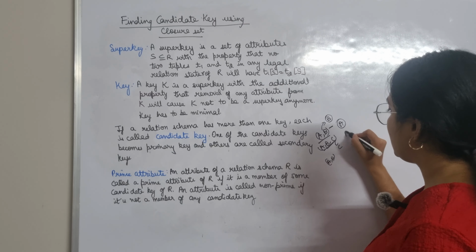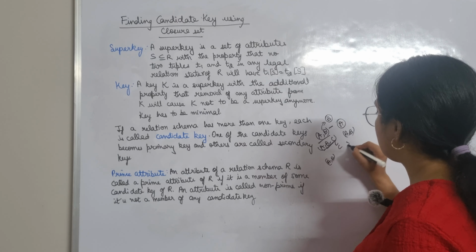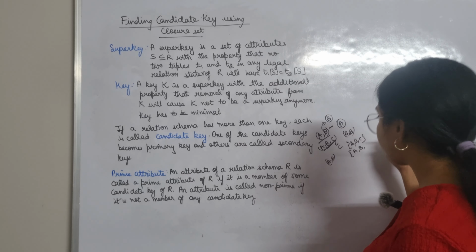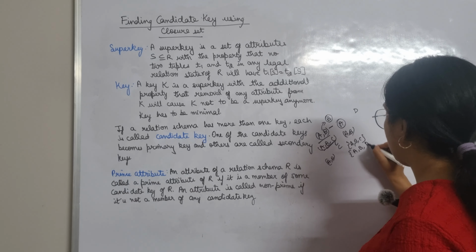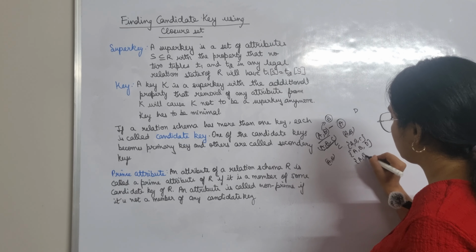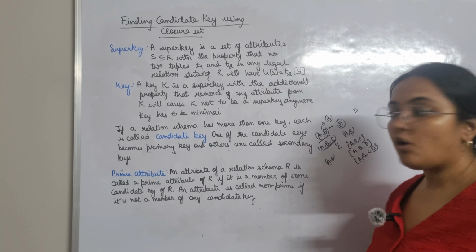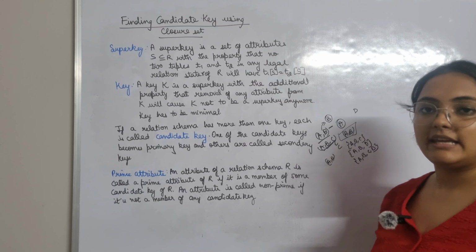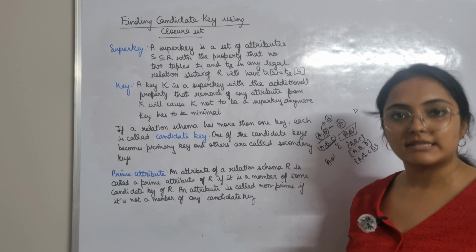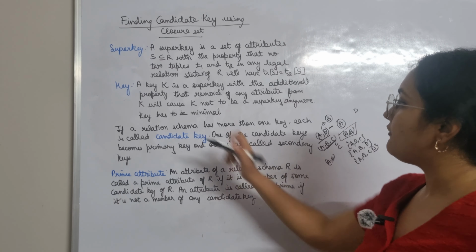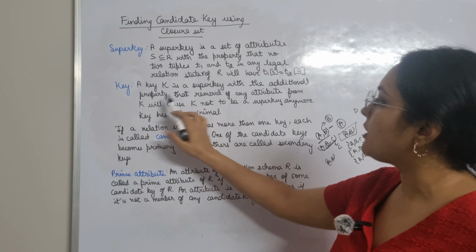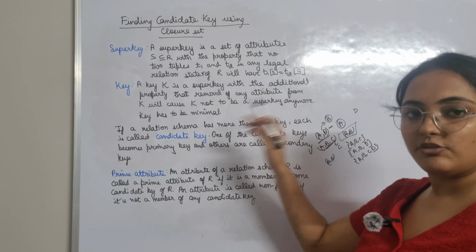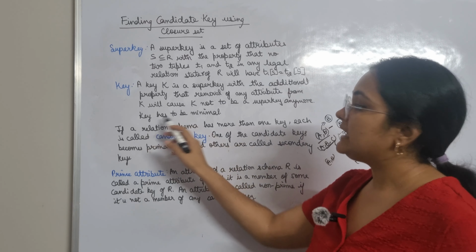Okay, so let's say if AB is the key of the relation schema, then ABC is also a super key. If D is also an attribute in the relation schema, then ABD can also be a super key, and ABCD can also be a super key. So all of these possibilities exist, but the key has to be minimal. You cannot remove any attribute from the key and expect that the same property will still hold. So what is the definition? A key K is a super key with the additional property that removal of any attribute from K will cause K not to be a super key anymore. That is, if you remove one, then you cannot identify each tuple uniquely. Key has to be minimal.